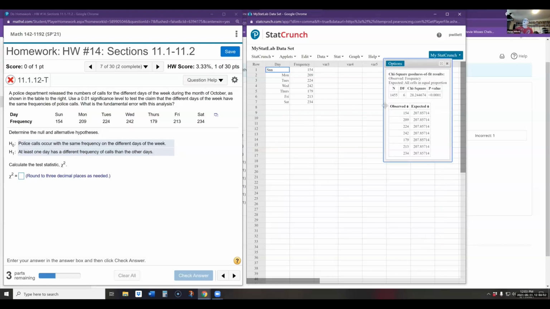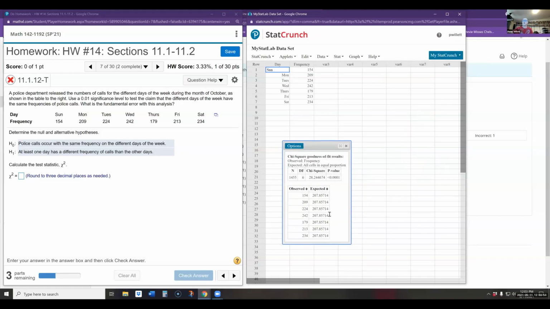Now, the nice thing is when I do that computation, it does show us what the expected values would be as well. It makes that column for us so we can see, and then we can imagine, are these different from that very much or not? But we do have a p-value here. We do have a test statistic. We have degrees of freedom. There were 7 days of the week, so degrees of freedom is 6. There were almost 1,500 observed values totaled up in these frequencies.